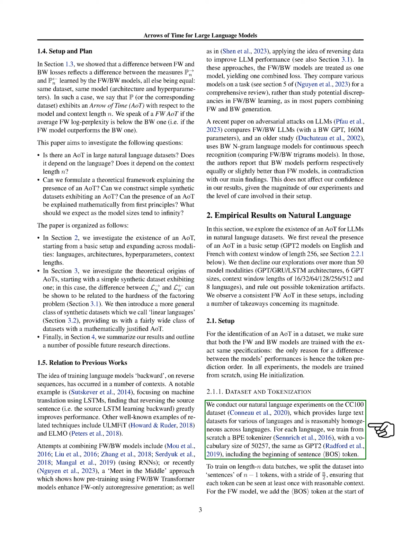Section Summary. The section, Setup and Plan, discusses the investigation of an arrow of time, AOT, in large natural language datasets, considering factors such as language, context length, and theoretical framework. The paper aims to explore the presence of an AOT, formulate a theoretical framework, and construct synthetic datasets exhibiting an AOT, while also considering the implications as model sizes tend to infinity. The experiments are conducted on the CC100 dataset using both forward, FW, and backward, BW, models trained with the same specifications to identify differences in model performances solely due to token prediction order.